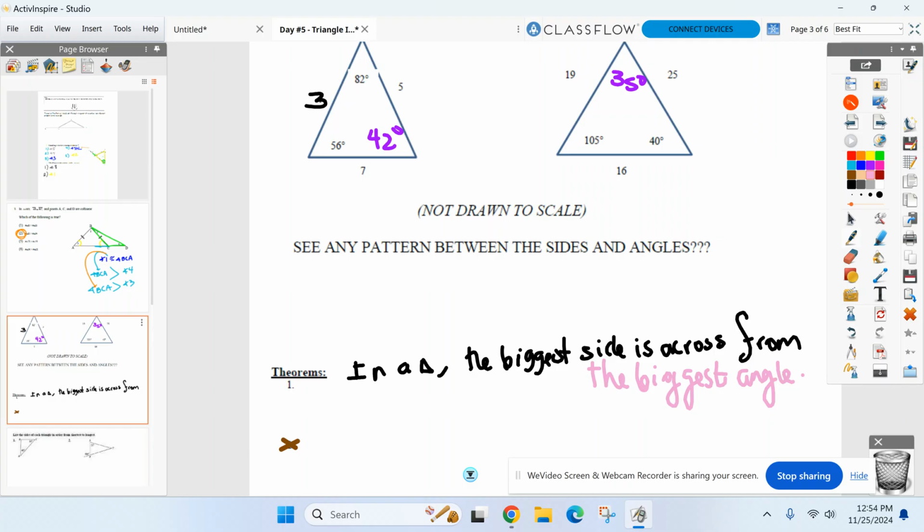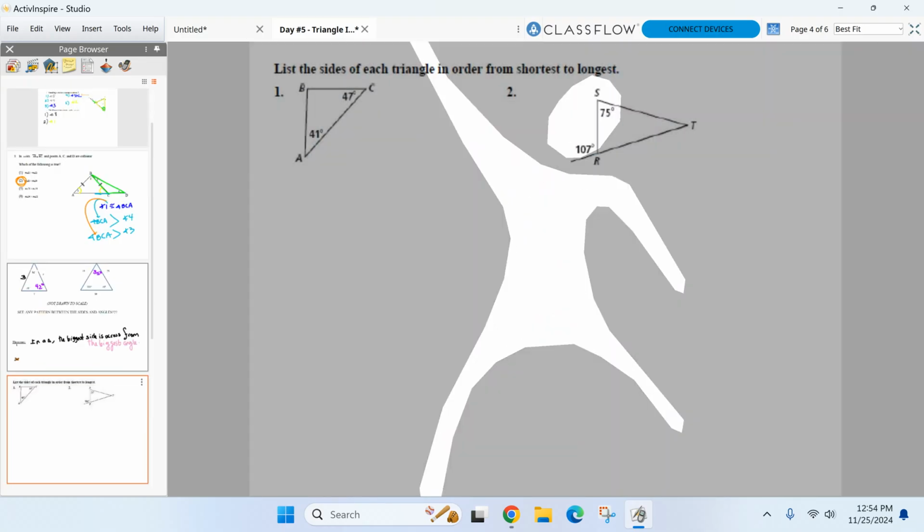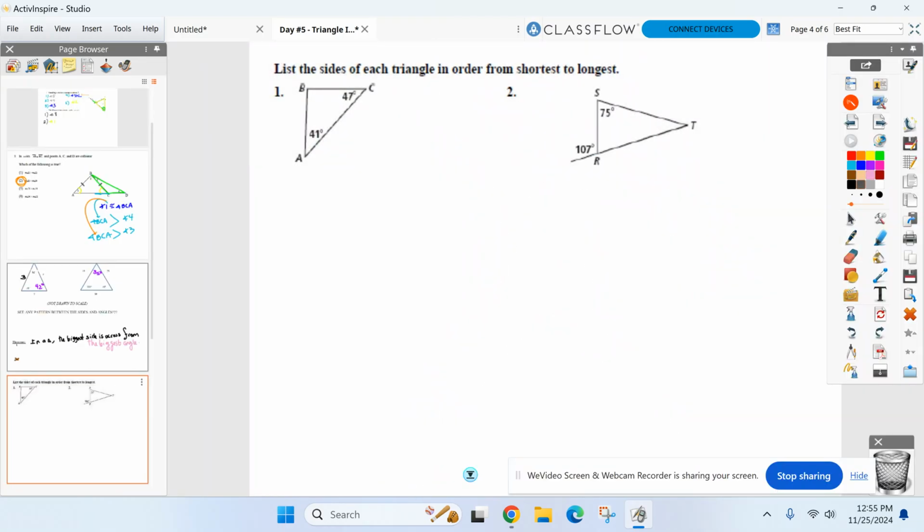Look good? So here's what we're going to do to finish class. Calculation problem, algebra problem, and then I'm going to blow the roof off this place. All right, with the 2 problems at the end. All right, let's start with calculation problems. List each side from shortest to longest.